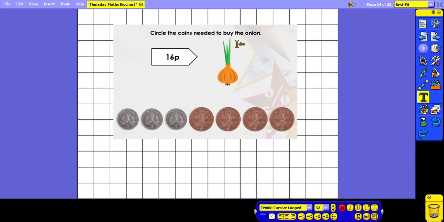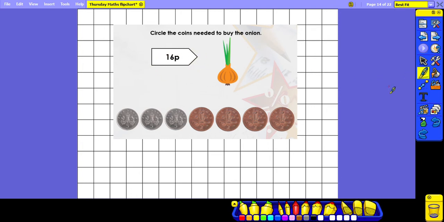pence. Circle the coins needed to buy the onion. We can see the onion is 16 pence. So let's see what we would need to buy it. So 5 and add 5 is 10. So we would need 2 5-pences. And then to make the sixpence, we could do 2, add 2, add 2. So all together, 5, 10. 10 add 2 is 12, add 2 is 14, add 2 is 16. We would need these coins.